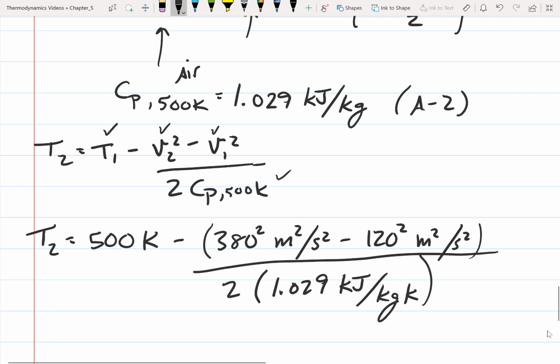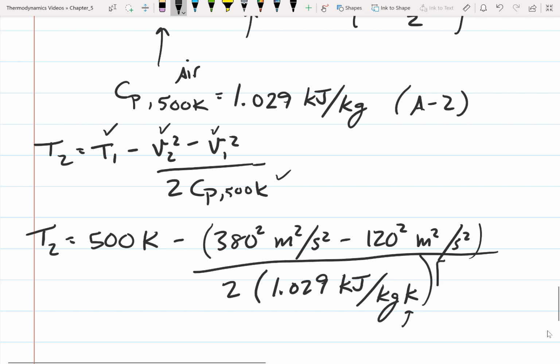So now we have these screwy units again. We have the Kelvin here, that's going to go to the top. That's the unit that we want. Everything else needs to cancel out. But we have these screwy units again where we have meters squared per second squared and kilojoules per kilogram.